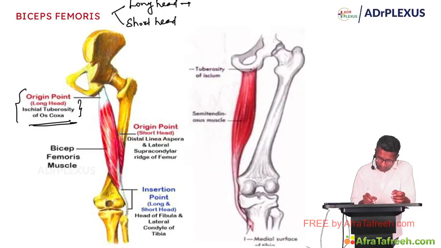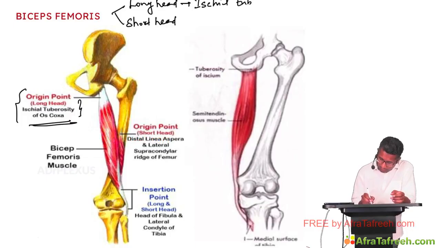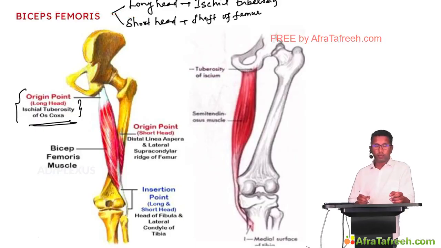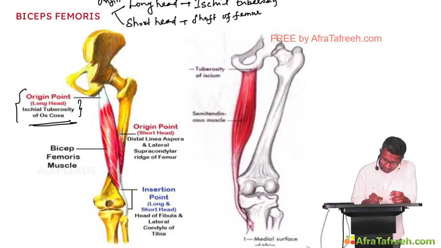This long head arises from the ischial tuberosity, as you are seeing in the picture, whereas the short head arises from the shaft of the femur. So this is the origin of biceps femoris.